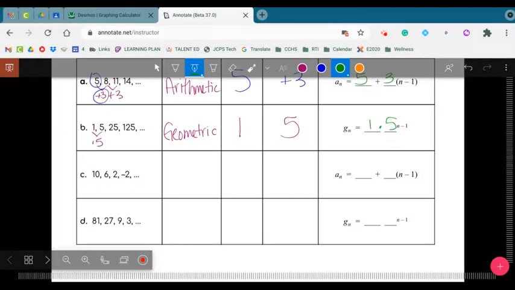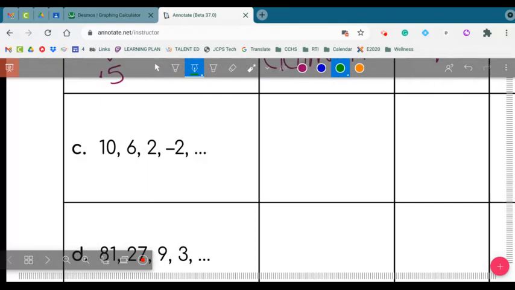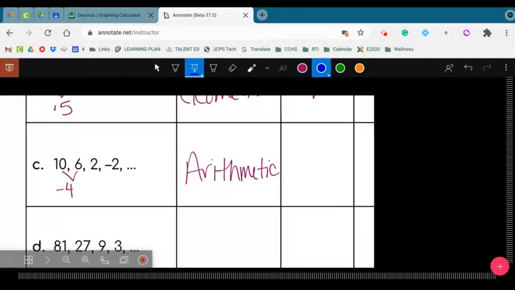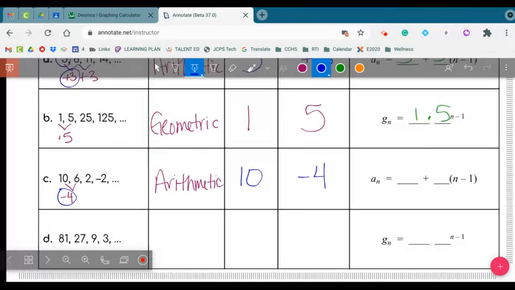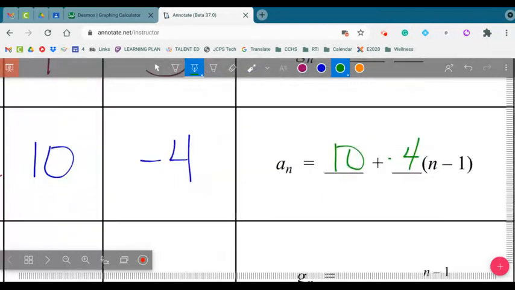Okay, moving on to the next one. I go from 10 to 6 to 2 to negative 2. Subtracting 4 each time. So this is arithmetic. My first term is 10. My common difference is negative 4. So for a sub n, I'm going to do my first term first, which is 10. And then I'm subtracting 4, so I need to make sure I put a negative 4.